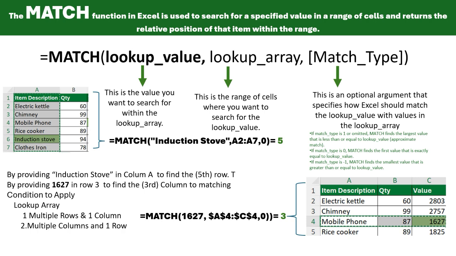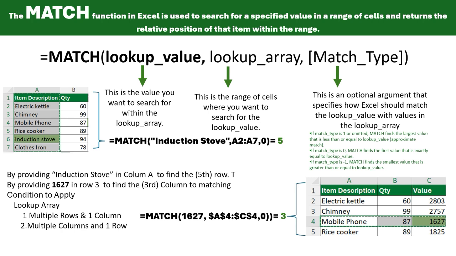The MATCH function searches for a specified value in a range and returns the relative position of that item, and its syntax is equals MATCH(lookup_value, lookup_array, match_type). So let's learn what the lookup value is. This is the value you want to search for within the lookup array. The lookup array is the range of cells in which you want to search for the lookup value.